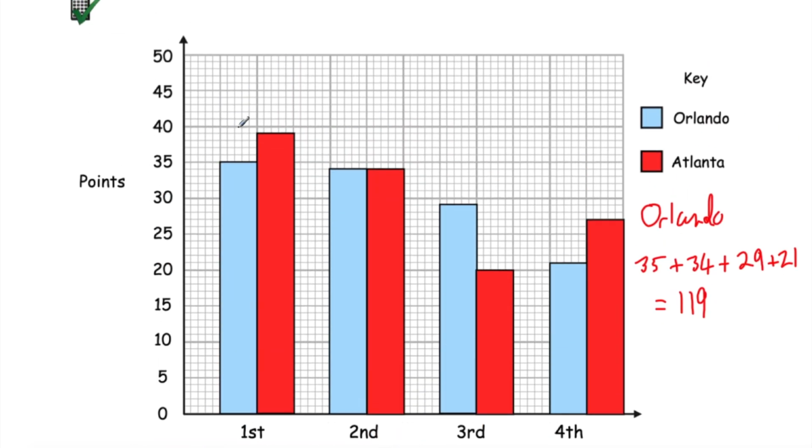So we'll add up their points. So let's go over here. Atlanta. In the first quarter, they scored 39 points, so 39. Plus, in the second quarter, 34 as well. And then in the third quarter, they only scored 20 points. And then in the fourth quarter, we've got 27 points. And then if we add those up, we can see the total number of points scored by Atlanta. So 39 plus 34 plus 20 plus 27 is equal to 120 points. So you can see that Atlanta scored one more point than Orlando.